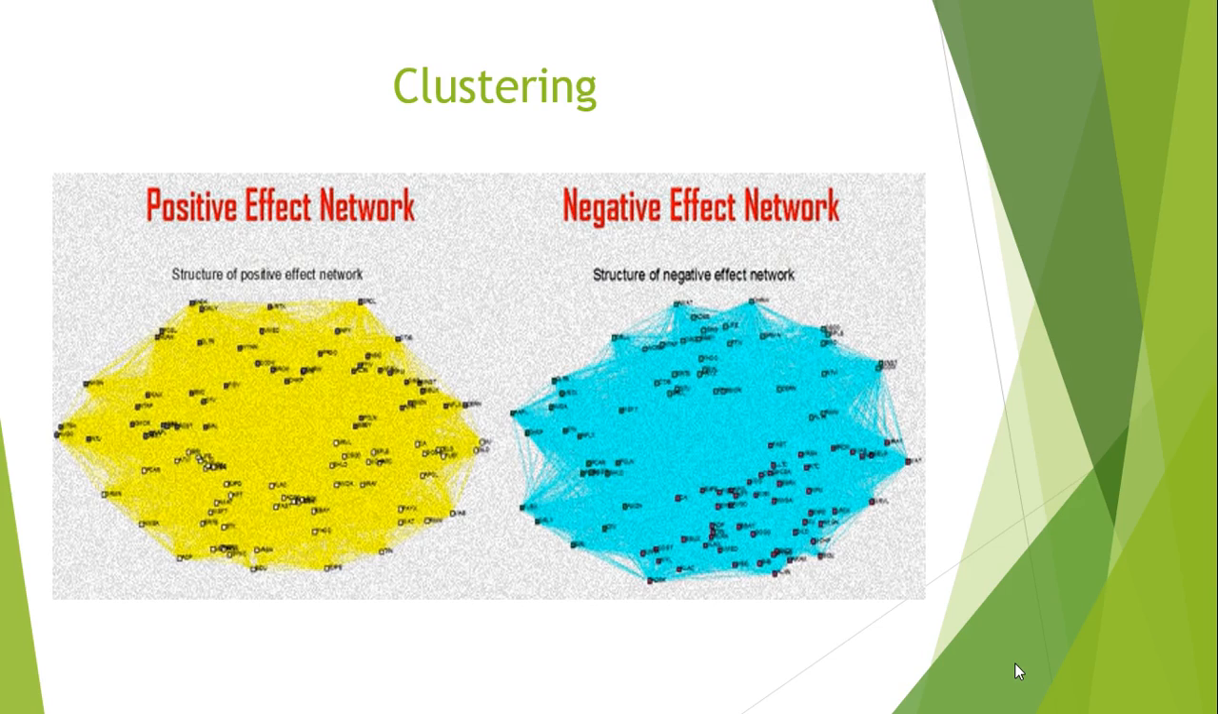Now, as we have two matrices representing the positive effect and the negative effect network, we have two clustering results. The left side is the positive effect network clustering result. We can see that the stocks are clustered into two communities. In the right-hand network, the network members are clustered into three communities. The connection between them is represented by the lines connecting them.